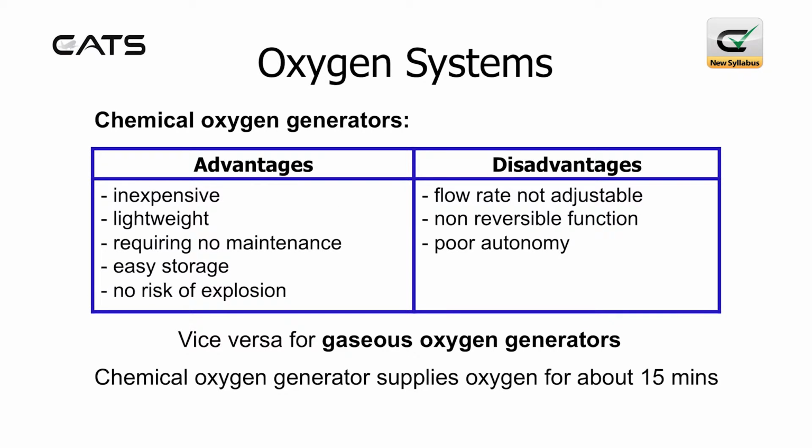Chemical oxygen generators. The advantages are they're inexpensive, lightweight, they require little maintenance, easy storage, no risk of explosion. The disadvantages: the flow rate is not adjustable, has a non-reversible function, in other words, when it's on, it's on, and has poor autonomy. In comparison, gaseous oxygen generators: the advantages and disadvantages are reversed. Chemical oxygen generators supply oxygen for about 15 minutes.